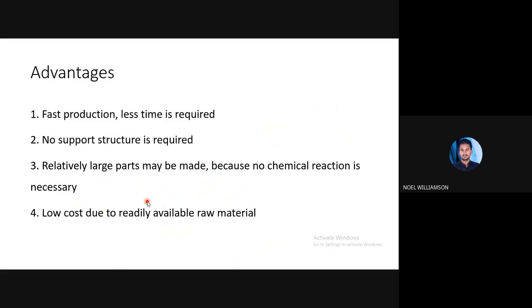Then regarding the cost, low cost due to the readily available raw materials. The raw materials used here are adhesive coated paper, plastic, metals, which are cheap and easily available, so the total cost will also be low. So these are the key advantages of laminated object manufacturing: fast production, less time, no support structure required, relatively large parts can be made, and finally, low cost due to readily available raw material.